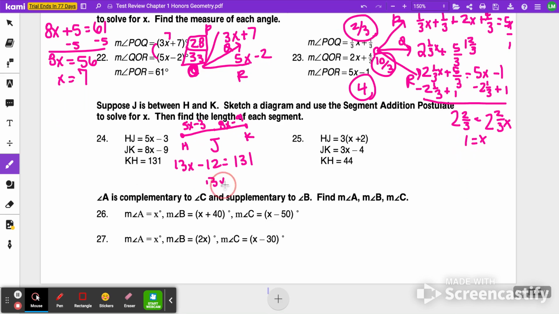So now I have 13x equals 143. And then I'm going to divide that by 13. x is equal to 11. So I would just plug in 11 where I have my x. That's 55 minus 3. That's 52 for HJ. And for JK, that is 88 minus 9, which is 79. Okay, together, they should add together to be equal to 131.